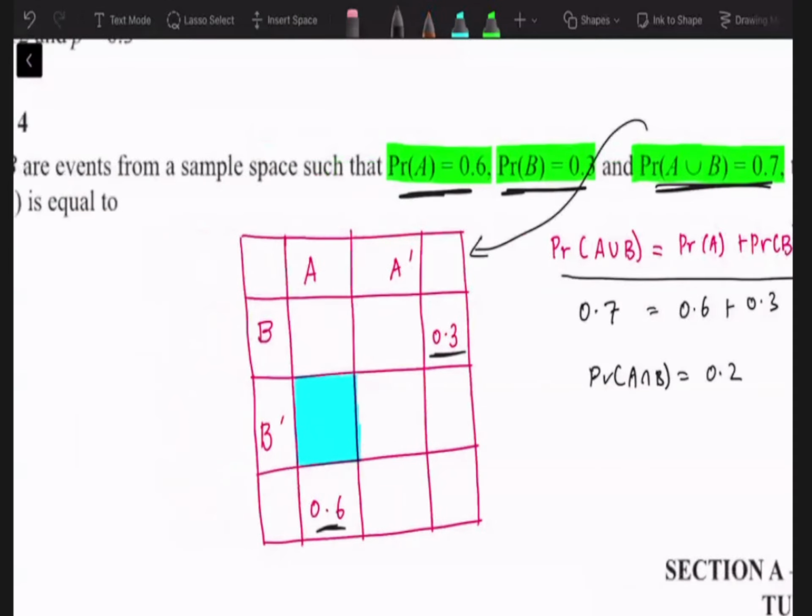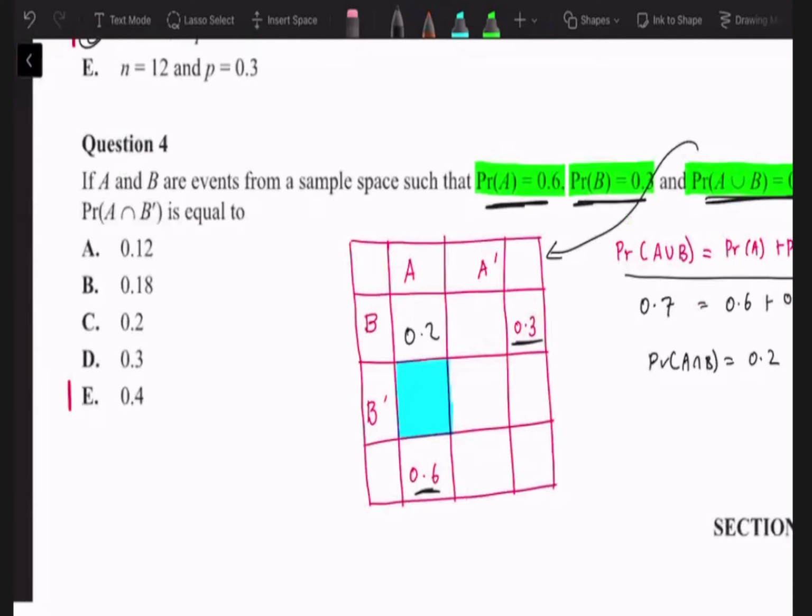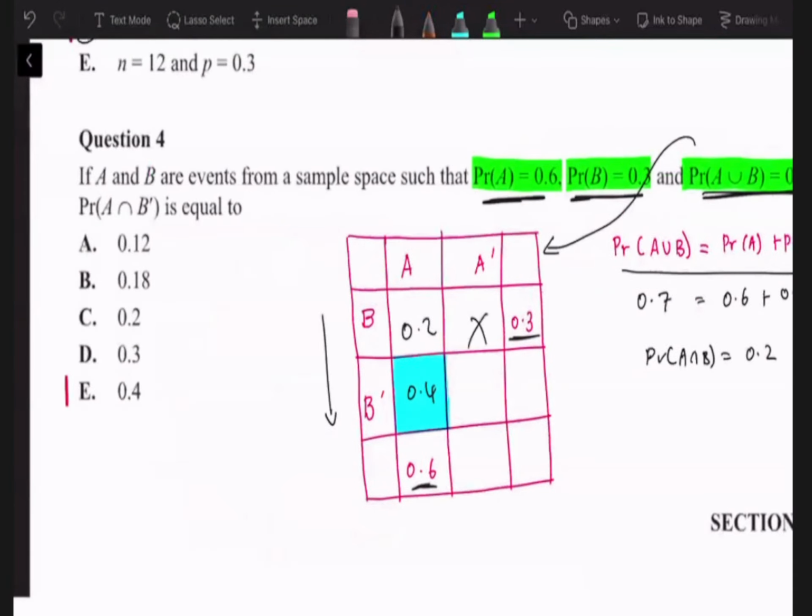So we can put that into here. And then we can easily get our answer, because we know this column must add up to 0.6. So we don't even have to worry about the rest of the Karnaugh map. It's just E.